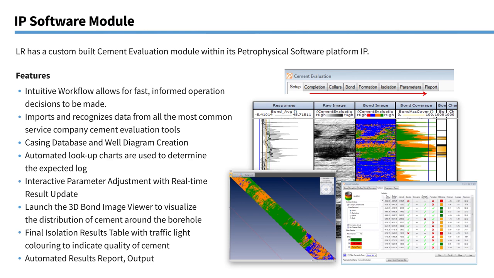Ultimately, what we do is create a table that actually gives you this traffic light. Green is a zone that's met all the criteria. Amber is zones that have met some of the criteria, but not all. And then red has not met any of the criteria. So we're looking for these green zones that give us that confidence in a good bond. This can then easily be exported to a Word document, an Excel sheet, or a PDF, and that can be very quickly sent back to the well site for them to make a decision on the next steps forward.